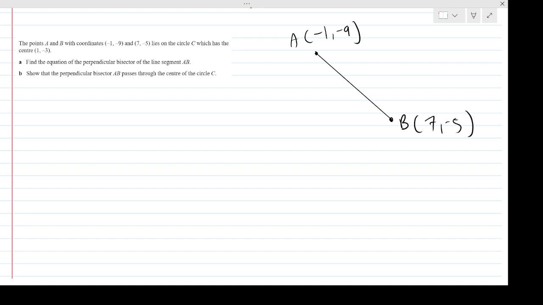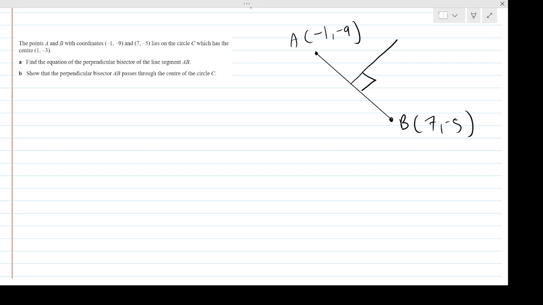Again, a rough sketch of a line. Probably not accurate, but that doesn't matter in this particular case. So we have these 2 points. Okay, they lie on a circle with a centre 1, minus 3. But we don't need that at the moment because all it's asking us for part A is to find the equation of the perpendicular bisector of AB, where we've just drawn AB. Okay, then the perpendicular bisector, again, is going to look like that.